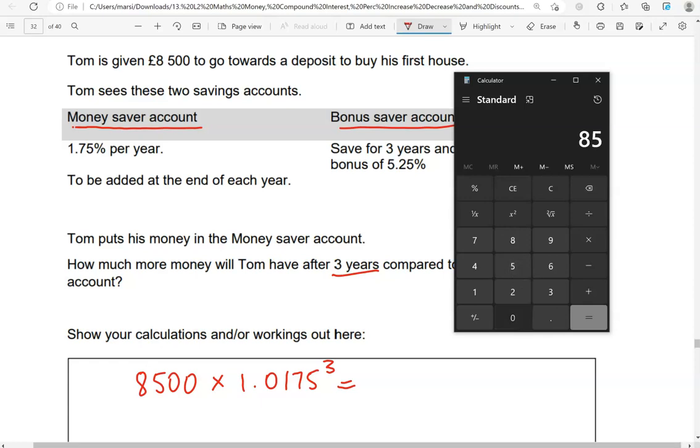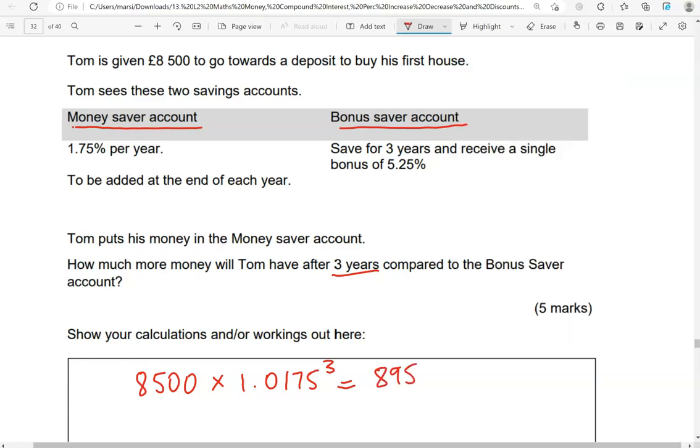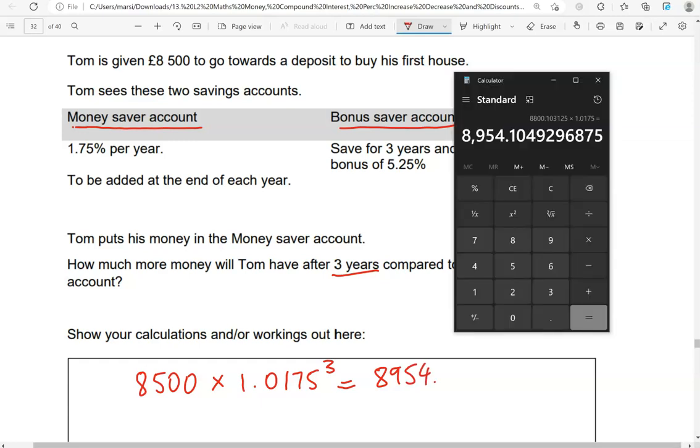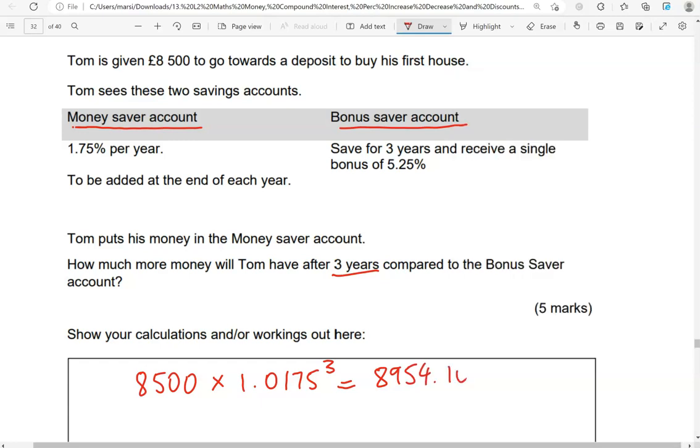So 8,500 times 1.0175 times 1.0175 times 1.0175, which is 8,954 pounds and 10 pence. Now let's compare it with a bonus saver account.